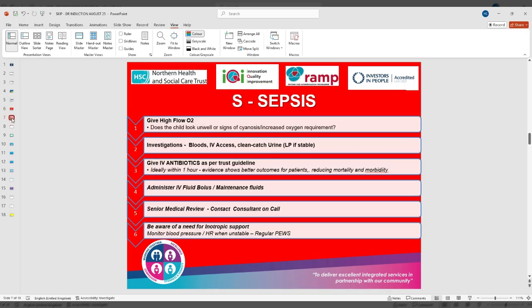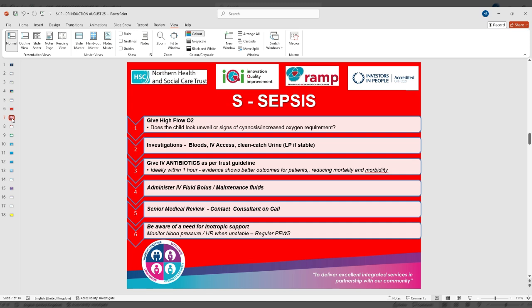The 6 key elements should be addressed in turn, putting oxygen on if required initially, performing prompt investigations such as bloods, clean catch urine, and a lumbar puncture, gaining IV access prior to administering your IV antibiotics, which effectively should be delivered within the first golden hour to improve our clinical outcome.